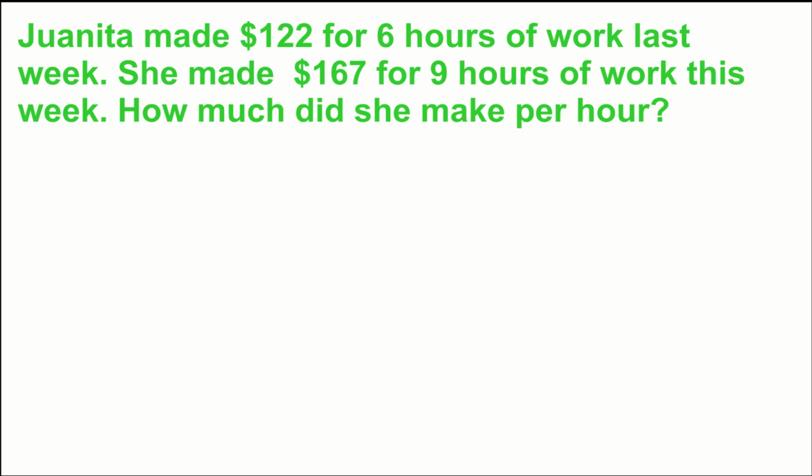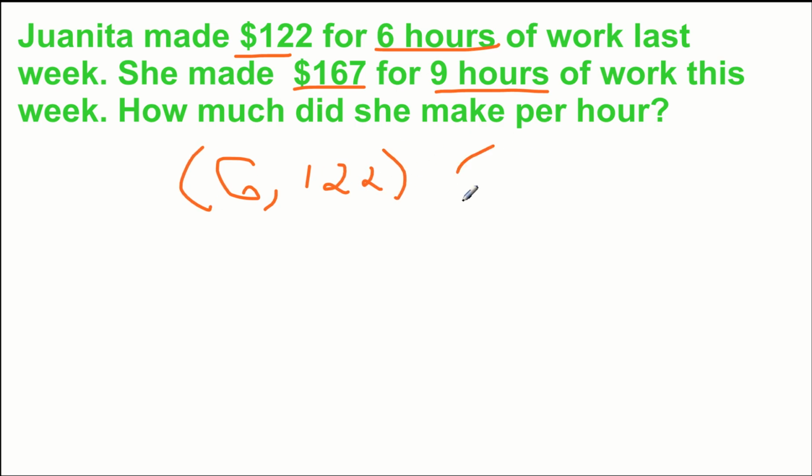Levi, what you got? 15's correct. So our ordered pairs, we got money, we got time. Time's going to be X values, money's going to be Y values. So I got 6 and 122. I've got 9 and 167.